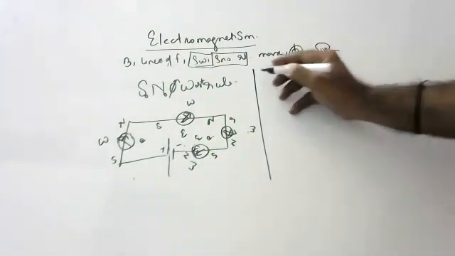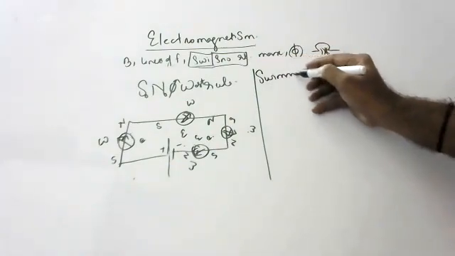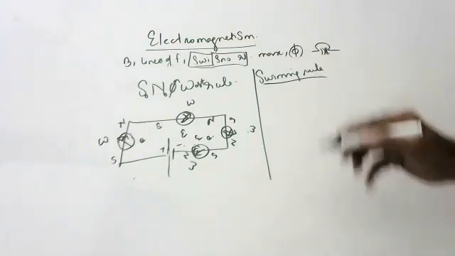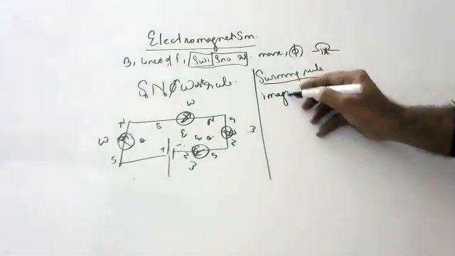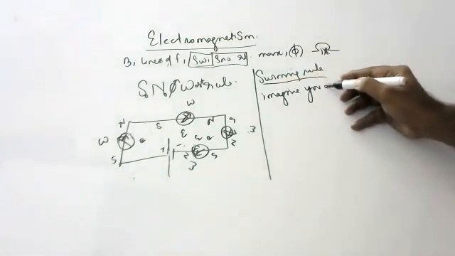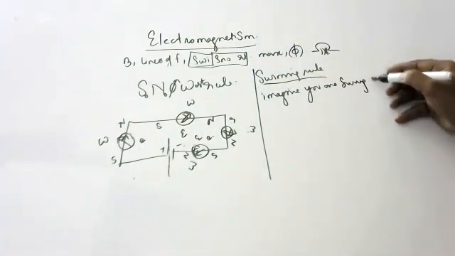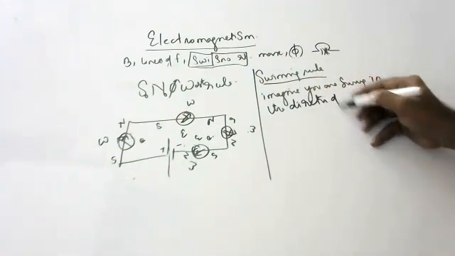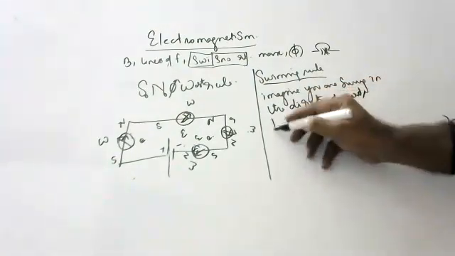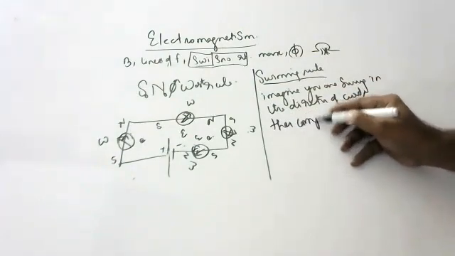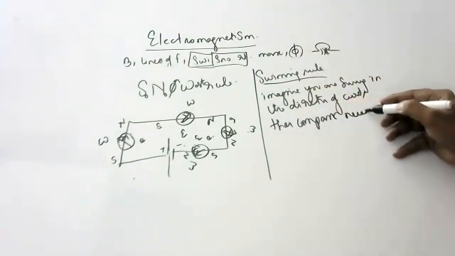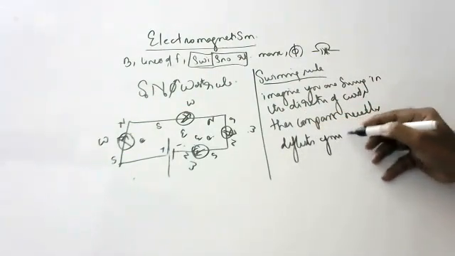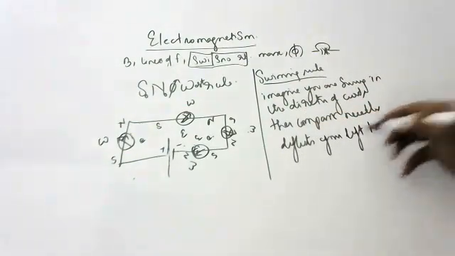Then I will say one more rule. That rule is called the swimming rule. The swimming rule also gives the direction of deflection of the compass. Swimming rule states that imagine you are swimming in the direction of current. Then the compass needle deflects towards your left hand.